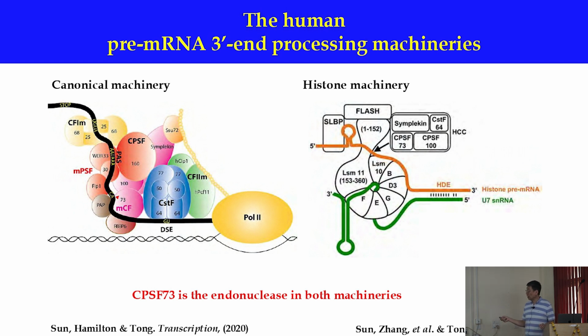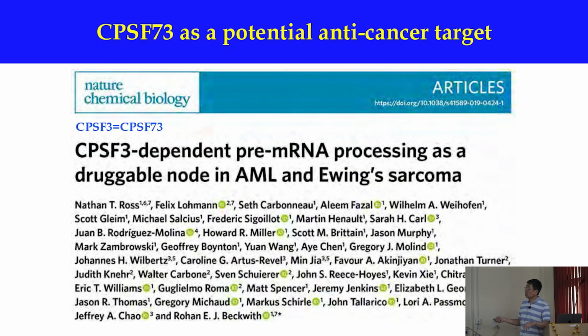However, the same year we published our paper on the U7 SNRP structure, scientists at Novartis in Cambridge, Massachusetts, published a paper showing that CPS3, which is the systematic name for CPS73, so same protein, two different names. And they showed that CPS73 actually could be a druggable node against cancer, AML or urine sarcoma. Completely unexpected. So where did that story come from?